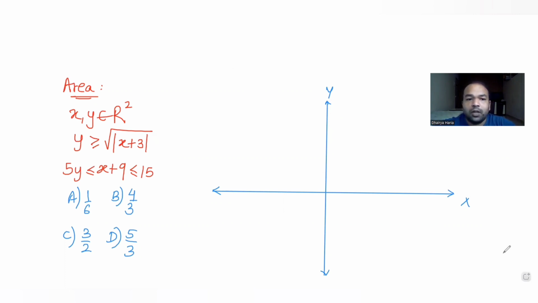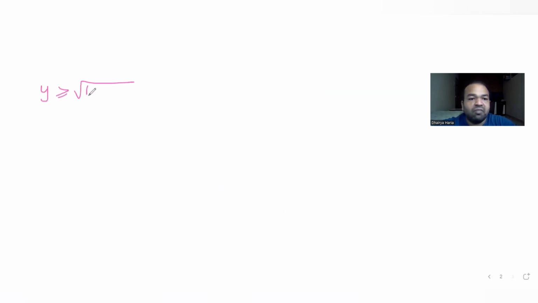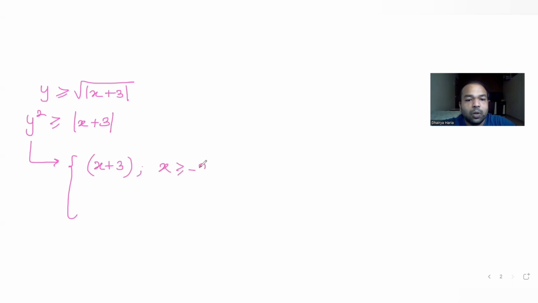If I solve the first part, it's telling me y is greater than or equal to root of mod of x plus 3. If I take the square on both sides, you get y square greater than or equal to mod of x plus 3. Now I can have two regions defined for y square. Mod of x plus 3 can be positive x plus 3 when x is greater than or equal to minus 3. And if x is less than or equal to minus 3, the value inside the mod is negative, so it would become minus of x plus 3. So you have two expressions.